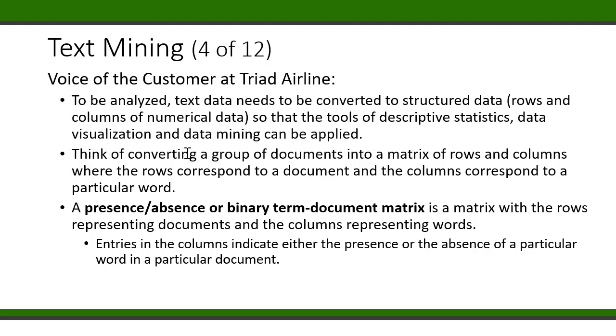So in our case here, our observation, or row, is going to correspond to the document that it comes from, and then the columns correspond to particular words that we're looking at. So again, those would be our variables across the top. So you would have whether a word occurred or not, yes or no, so it becomes a binary term document matrix.